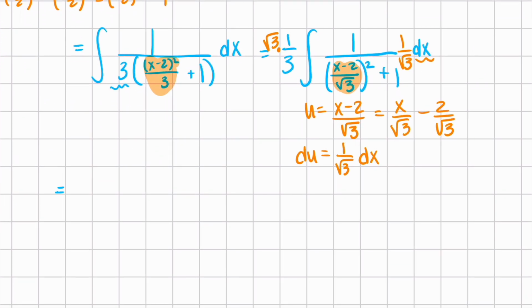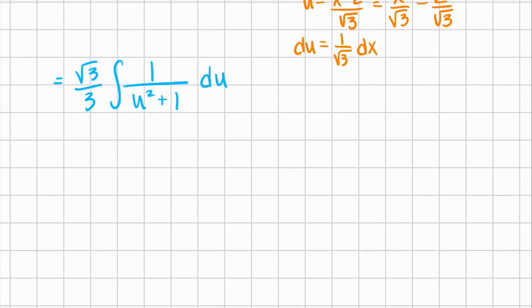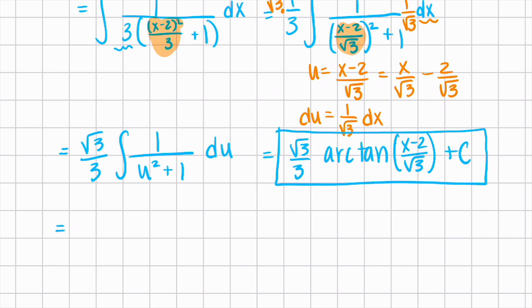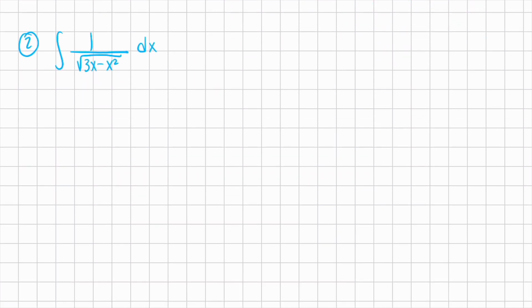Okay, next, out front now I have the square root of 3 over 3, and then I'm going to rewrite my problem to be in terms of u. And notice now we have our identity exactly. So I can write this out. I'm going to do it over here. We have arctangent. I'm going to plug my u back in. And then don't forget your plus c. And that is your answer. Let's do another problem.